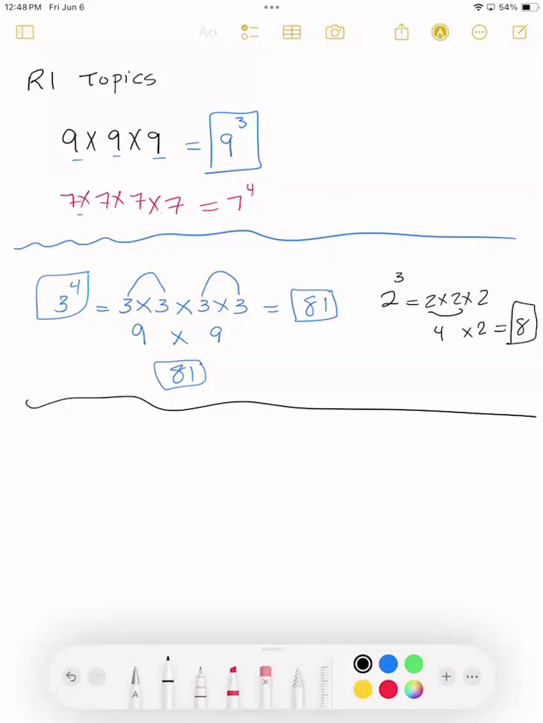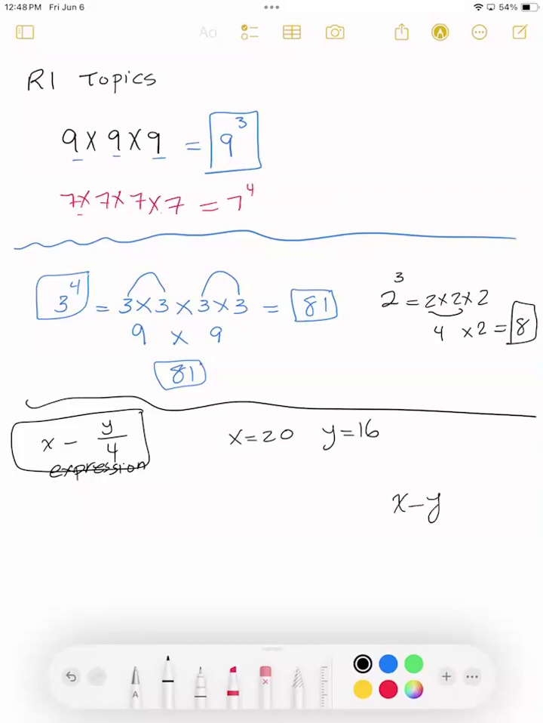Evaluate the expression, and you have x minus y over 4. They give you x is 20 and y is 16, and they want you to evaluate this expression. This is called an expression. Often students call this an equation. This is not an equation. If you had x minus y over 4 is equal to 1, this is an equation because you have an equal sign. Here you don't have an equal sign, so don't call it an equation. It is called an expression.